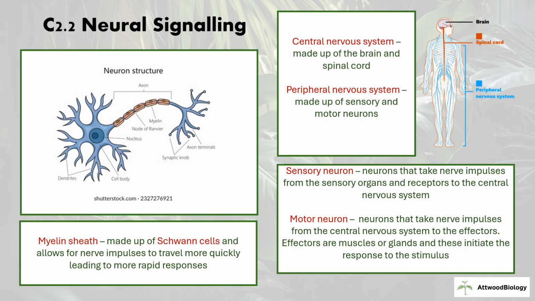There's also sensory and motor neurons. So the sensory neurons are the neurons that detect any sort of external stimuli via receptors, usually in the sense organs, and they take the nerve impulses to the central nervous system. The central nervous system then coordinates the response and sends the response via the motor neurons to something called effectors. Now, effectors are usually either muscles or glands, and they cause the reaction to the initial stimulus.